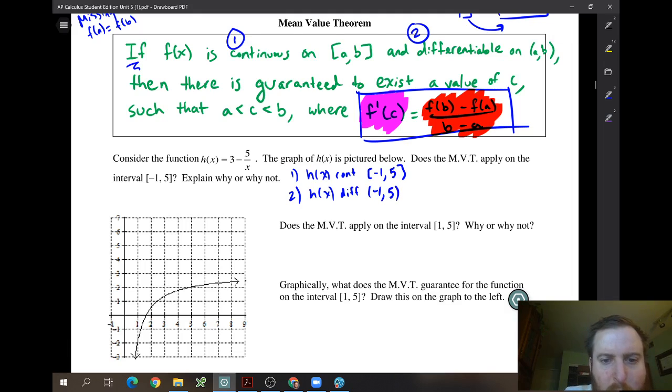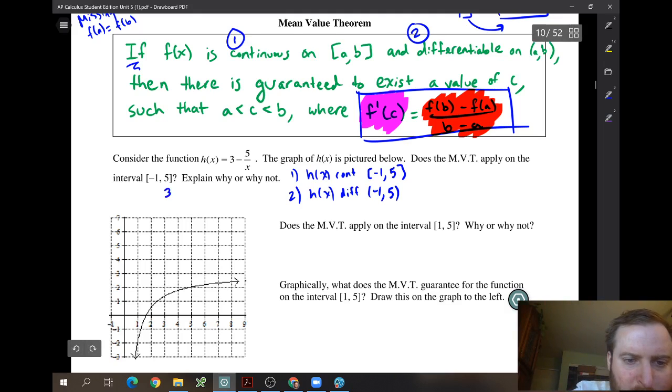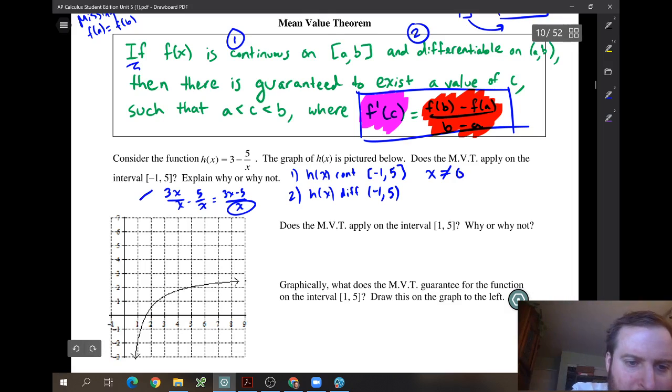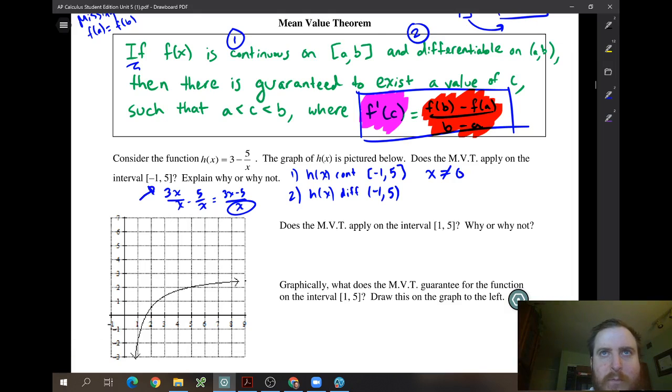So for continuous, where is this graph not continuous? Well, we have a denominator, right? And it's a little bit easier if you go 3x over x minus 5 over x, and get this to 3x minus 5 over x. But we have a denominator, so we know we're not continuous whenever the denominator is equal to 0. So for this function, x cannot equal 0. And is 0 in between -1 and 5? Well, yes, 0 is in between -1 and 5.